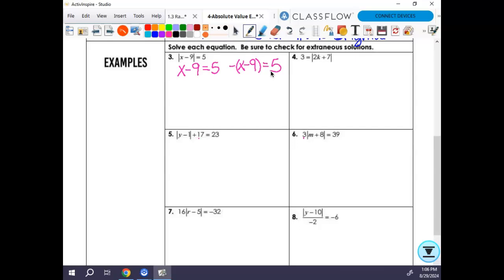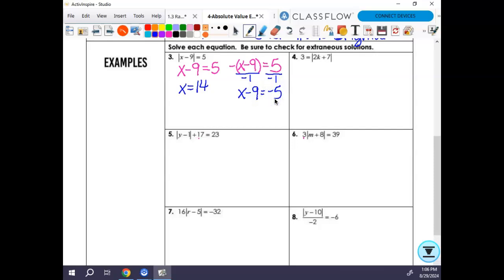Now we're going to solve these. Okay, so here I'm going to add 9 to both sides, and I get x equals what? 14. Now on the right, I have two options. I can distribute that negative, but I don't think I want to do that. Instead, if I divide both sides by a -1, I'm left with x minus 9 equals negative 5.